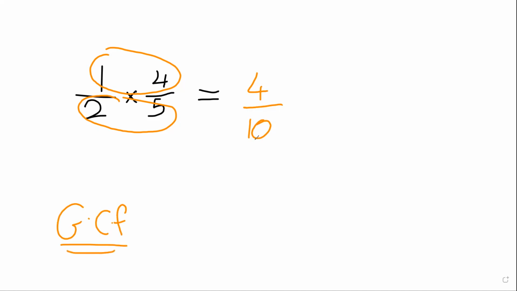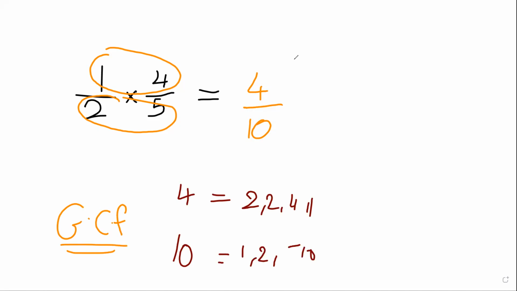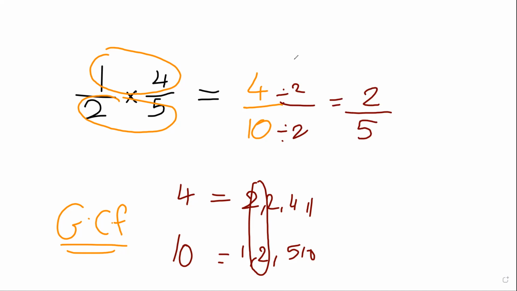As we said before, you have to find the greatest common factor, so the factors of 4 and the factors of 10. Of 4, we have 2 and 2, 4 and 1. For 10, we have 1 and 10, 2 and 5. Then where's the common? The greatest one is 2. So I will divide 4 and 10 by 2. After that, 4 divided by 2 is 2, 10 divided by 2 is 5.